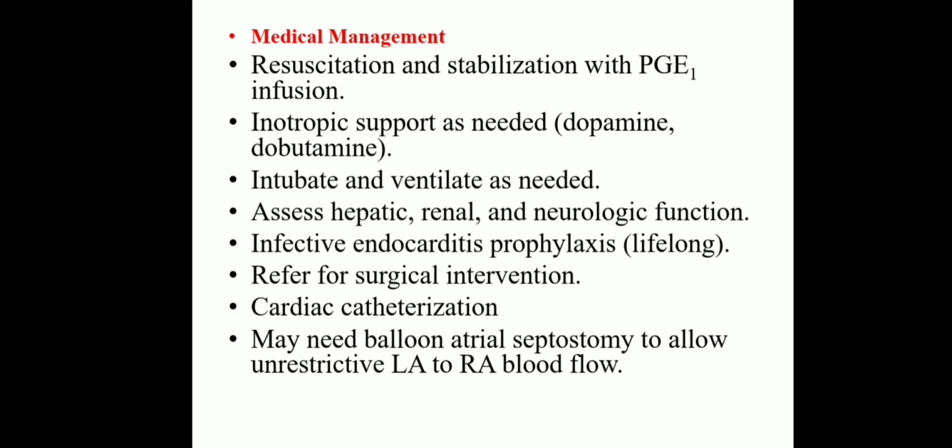Why are the hepatic and neurological functions assessed? Here the child suffers, and the renal function impairment is there. Next is treatment for infective endocarditis. Prophylactic management is given. Long-term management is needed, but here the lifespan is very short. The child is referred for surgical intervention, and cardiac catheterization is needed, and may need balloon atrial septostomy to allow unrestricted left atrial to right atrial blood flow. Okay, this is about the medical management.